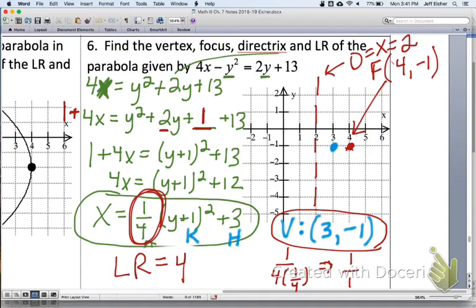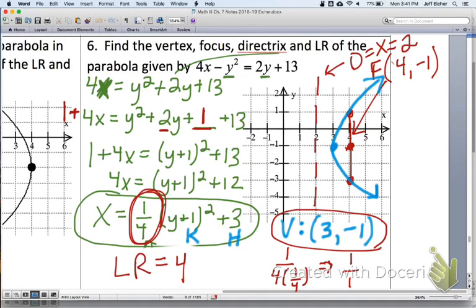So the LR would be, you can use it to help yourself graph, the LR would be 2 up and then 2 down. So the parabola is going to look like this. One helpful use of the LR is making a quick sketch like that.